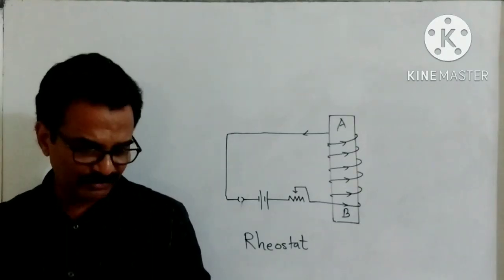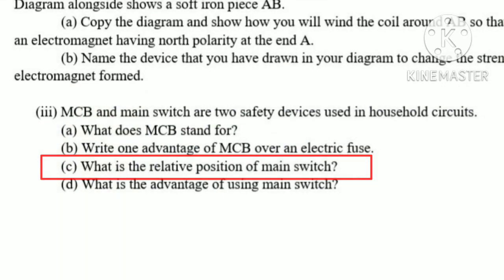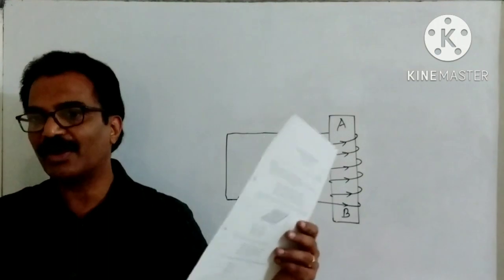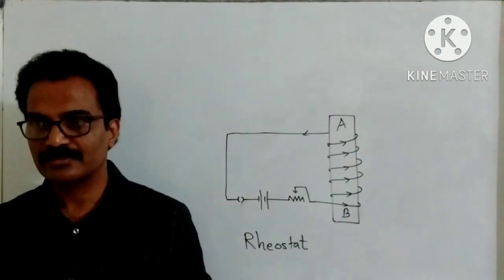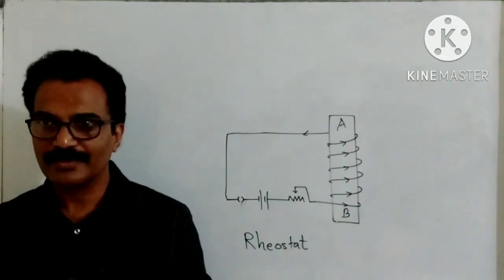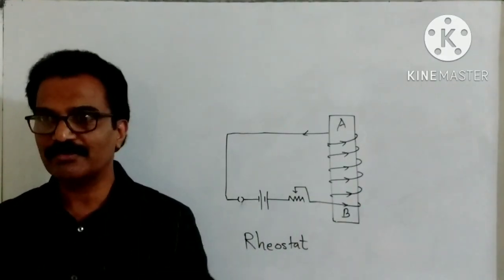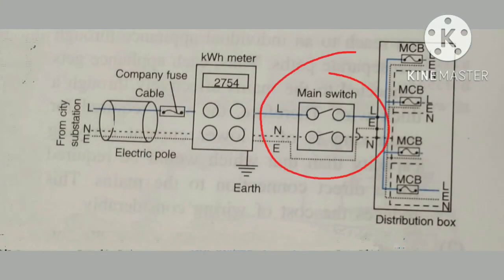Next, what is the relative position of the main switch in a household circuit? Where is that main switch? Before the distribution box, between the kilowatt hour meter and the distribution box. Okay, that's a funny question.